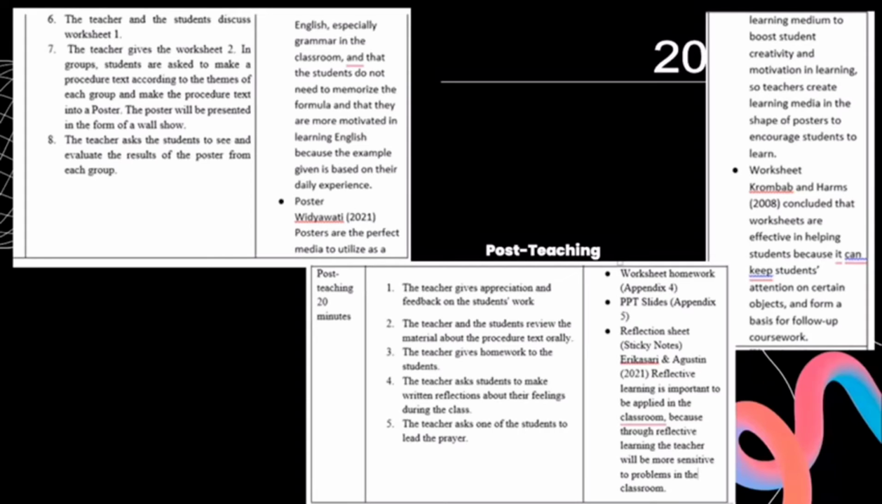So the post-teaching takes 20 minutes, and there are 5 procedure teaching steps here. The first one is the teacher gives appreciation and feedback on the student work. The second, the teacher and the students review the material about the procedure text orally. The third is the teacher gives homework to the students. Fourth, the teacher asks students to make a written reflection about their feelings during the class. And the fifth, the teacher asks one of the students to lead the prayer.